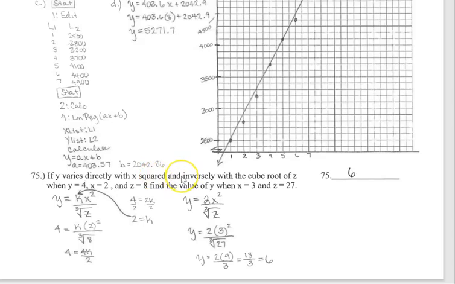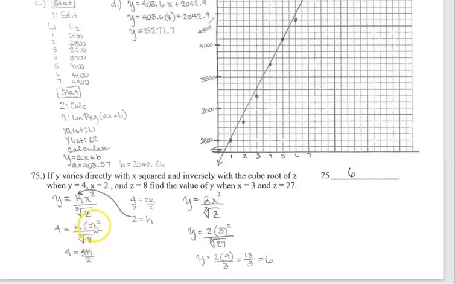And this is going to be a joint one because here's another thing coming. It varies inversely with the cube root of z. So inversely, remember, means to invert it, to put it down in the denominator. So here's my cube root of z. All right, so then it says y equals 4, so 4 in for y. X equals 2, so 2 in for that x right there. And z equals 8, so 8 in for z.